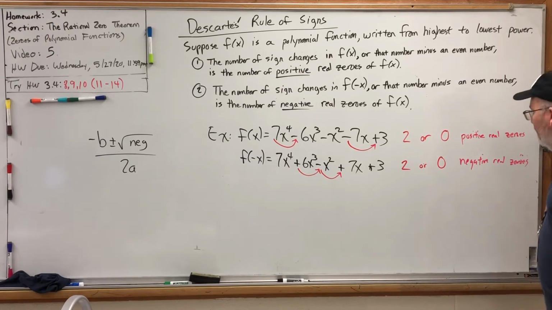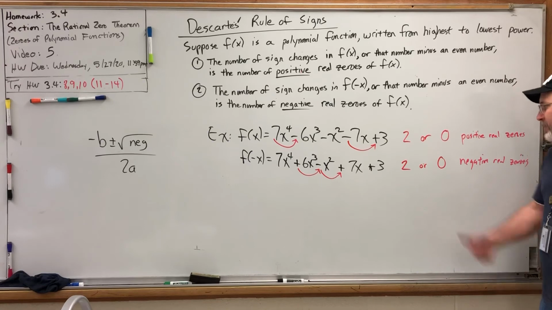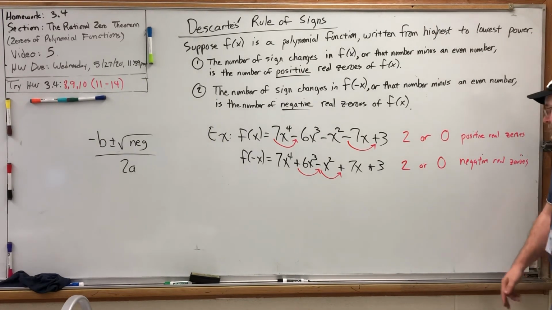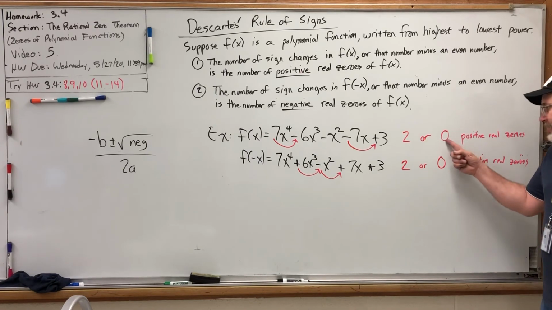So how can this help you? Well, let's say you're doing synthetic division and 5 works. 5 is a positive real 0. There must be another positive real 0, because there had to be 2 or 0 of them. And if you found 1, then it can't be this, so it must be that.